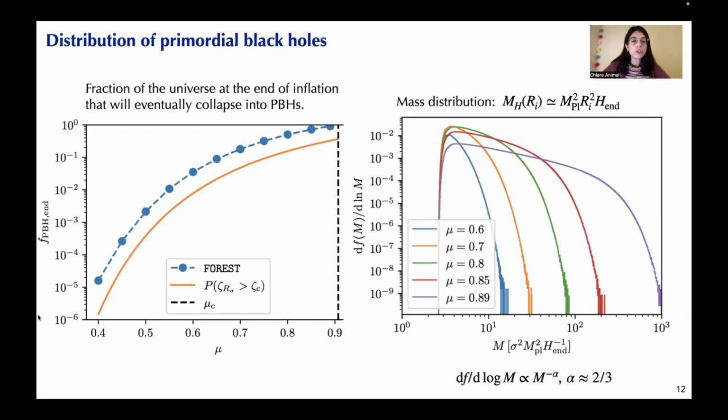And finally, let me just show some plots for the distribution of primordial black holes in this model. On the left, we have the fraction of the universe at the end of inflation that will eventually collapse into primordial black holes as a function of mu. We see that this fraction increases with mu, and close to the critical value, almost all the universe is made of primordial black holes.